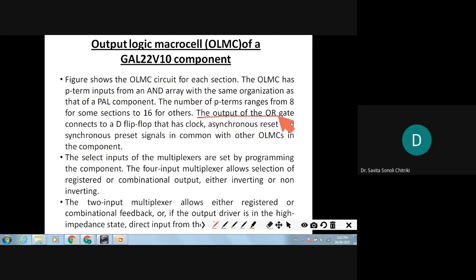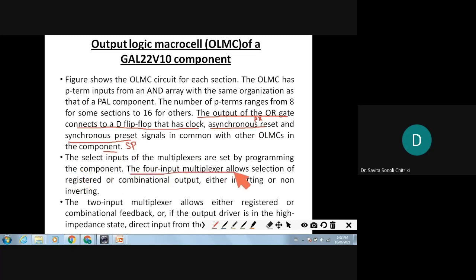The output of the OR gate connects to the D flip-flop that has the clock, asynchronous reset, written as AR there, and synchronous preset, SP, signals in common with the other OLMCs in the component. So the OLMC has the D flop. The select inputs of the multiplexers are set by programming the component. So you can program and set the multiplexers.